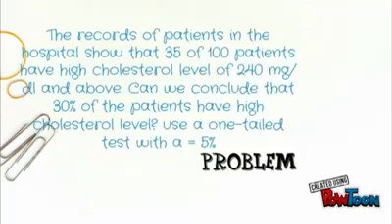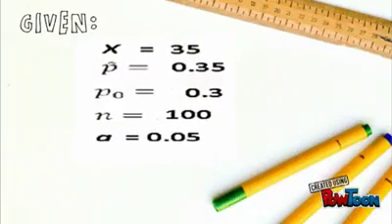The records of patients in the hospital show that 35 of 100 patients have high cholesterol level of 240 milligrams per deciliter and above. Can we conclude that 30% of the patients have high cholesterol level? Use a one-tailed test with alpha equal to 5%. For the given, n is equal to 100, p hat is equal to 0.35, p is equal to 0.3, x is equal to 35, and alpha is equal to 0.05.